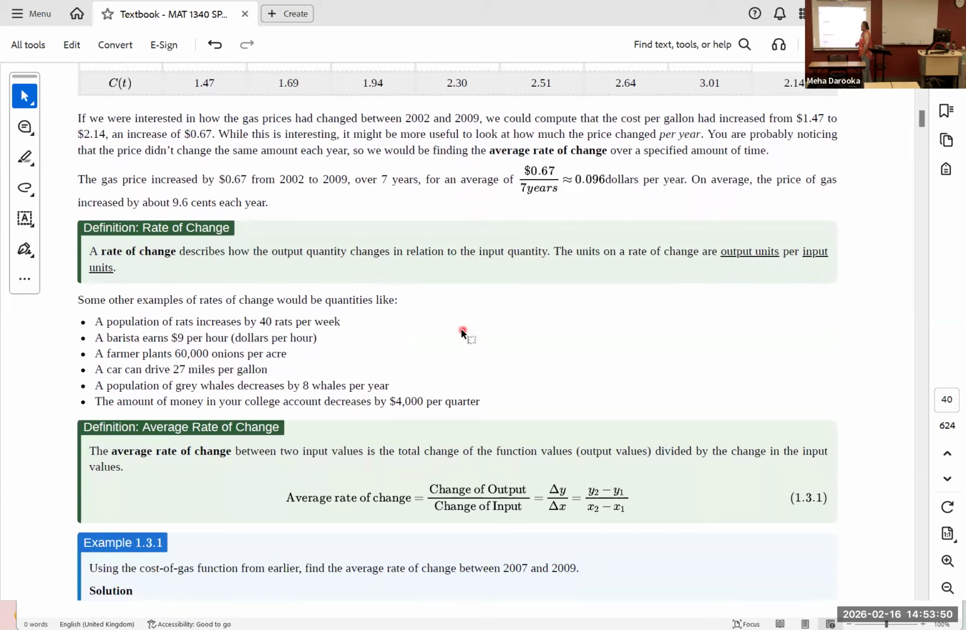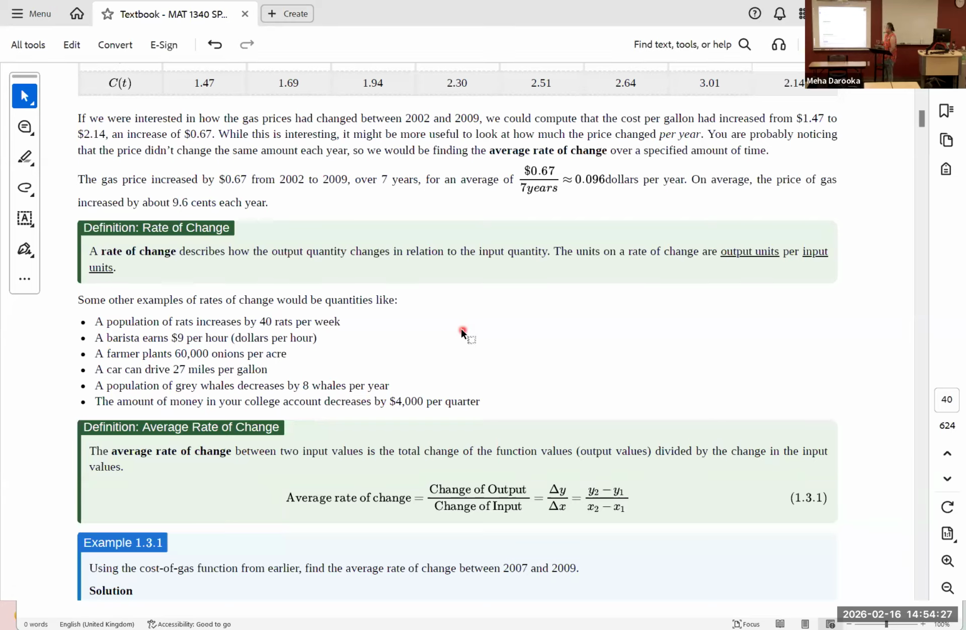Population of rats increases by 40 rats per week. A barista earns $9 per hour, so dollars per hour is your rate of change. A farmer plants 60,000 onions per acre, so that's your rate of change. Also, a car can drive 27 miles per gallon. Population of gray whales decreases by 8 whales per year. The amount of money in your college account decreases by 4,000 per quarter. So all of these are rates of change.